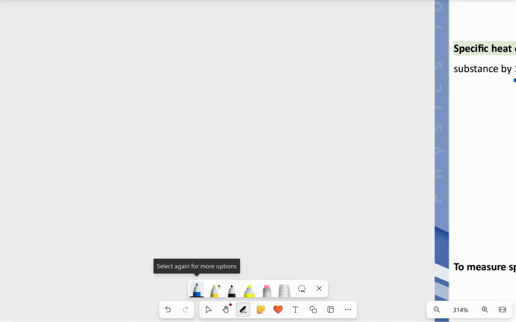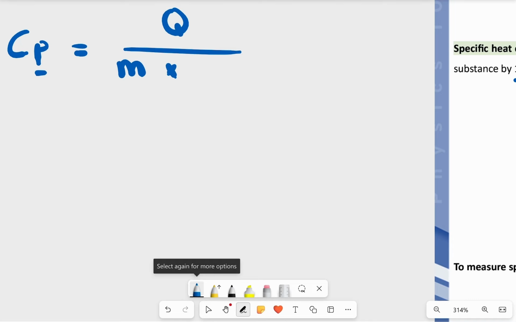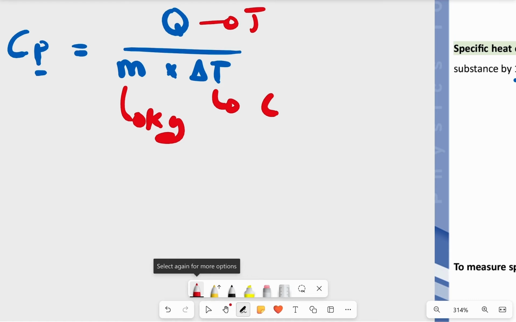We have the equation for specific heat capacity, Cp. This P denotes constant pressure. Specific heat capacity is equal to Q, which is heat, divided by mass times delta T, which is change in temperature. Q, which is heat, is measured in joule. M small is mass, which is measured in kilogram. And delta T, which is change in temperature, is measured in Celsius.